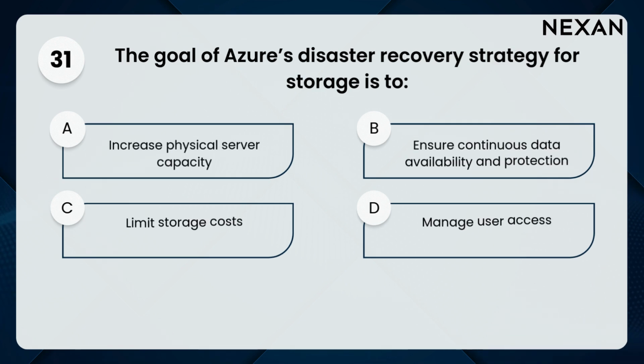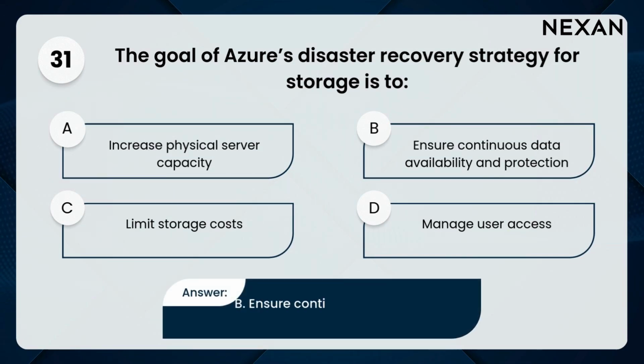31. The goal of Azure's disaster recovery strategy for storage is to A. Increase physical server capacity, B. Ensure continuous data availability and protection, C. Limit storage costs, D. Manage user access. Answer: B. Ensure continuous data availability and protection.